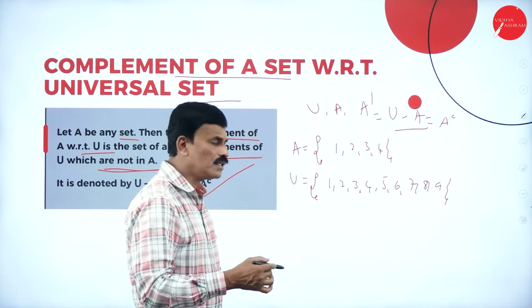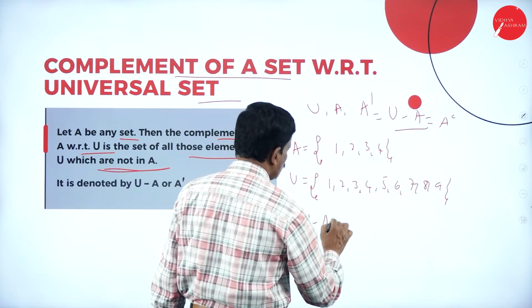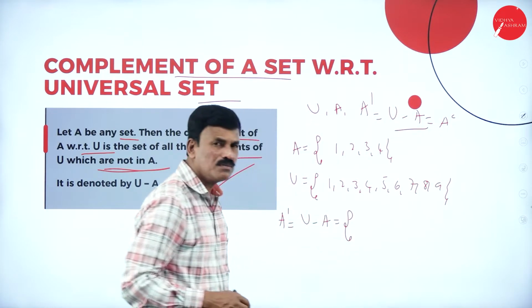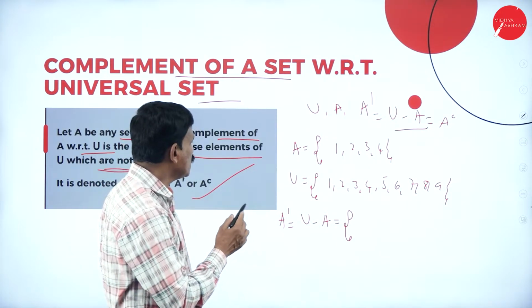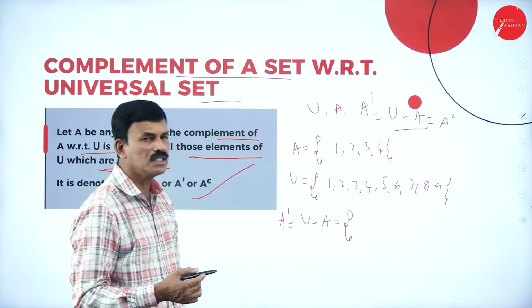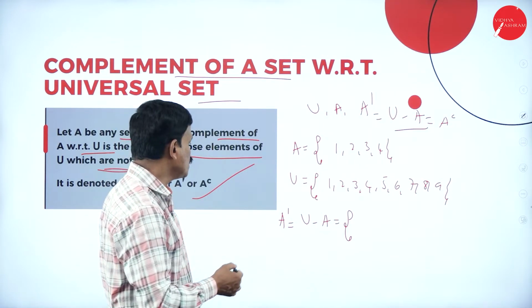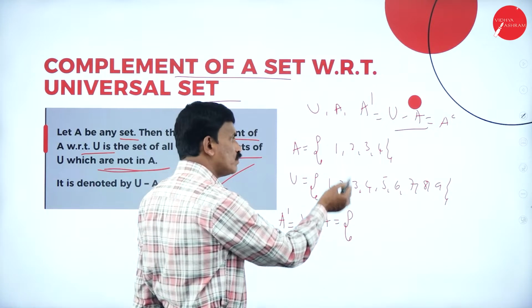Then the complement of this is nothing but A dash. A complement, A dash, is equal to U minus A. U minus A means all the elements which are in U but not in A. Let us take A equal to 1, 2, 3, 4 and U equal to 1, 2, 3, 4, 5, 6, 7, 8, 9. Then the complement of A is denoted as A dash, which is U minus A, all the elements which are in U but not in A.